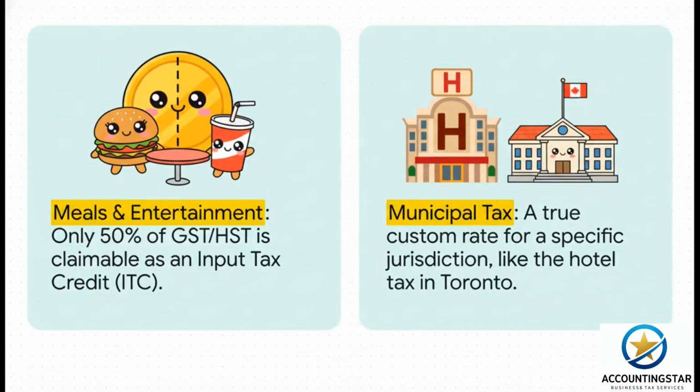On one hand, you've got meals and entertainment. This is a federal rule that says, hey, you can only claim back half of the goods and services tax you pay. Then, on the other hand, you've got something like a municipal accommodation tax, a totally separate tax that's just for one specific city. See? Both need a custom setup, but for completely different reasons.